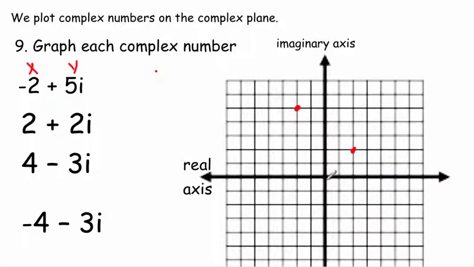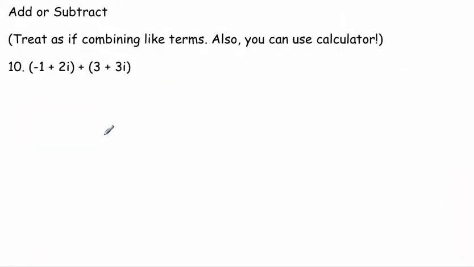Then I have 4 minus 3i, so I'll go right 4 spaces, 2, 3, and 4. Then I'll go down 3, 1, 2, 3. That's 4 minus 3i. And the last one is negative 4 minus 3i. So I'm going to go left 4 spaces, 1, 2, 3, 4. Down 3 spaces, 1, 2, 3. So that's negative 4 minus 3i. So that's how you would graph a complex number. Shouldn't be any more difficult than that.